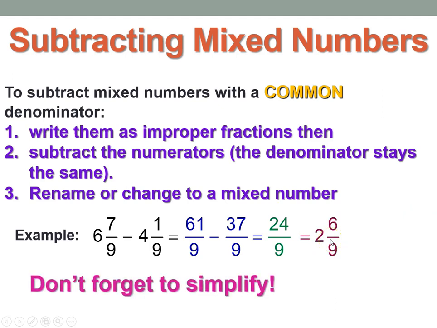But hey, don't forget to simplify. We can simplify that 6 ninths. We can take a 3 out of both the numerator and the denominator. So we can divide both by 3. So we would end up with 2 and 2/3.